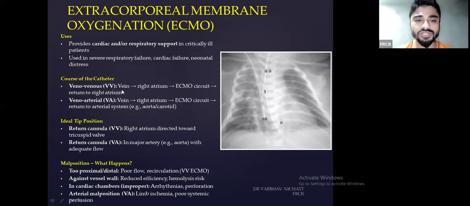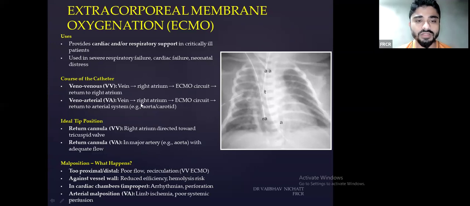the deoxygenated blood will go from the vein into the right atrium, and from the right atrium it will go into the ECMO circuit, and again through the reinfusion catheter the blood will return to the right atrium. So the blood will always be on the right side of the heart. Okay. And then from the right atrium to the right ventricle, and then it can go into the systemic circulation. Okay.